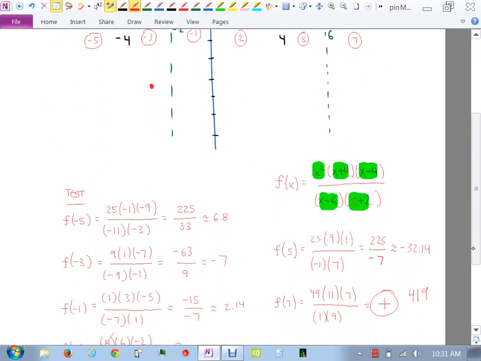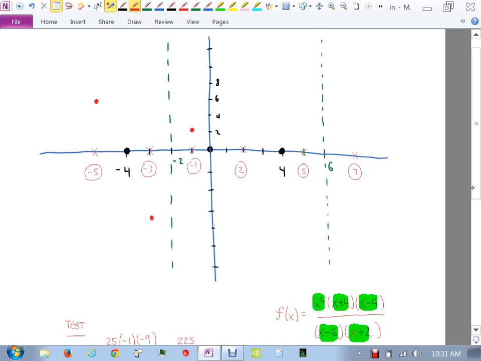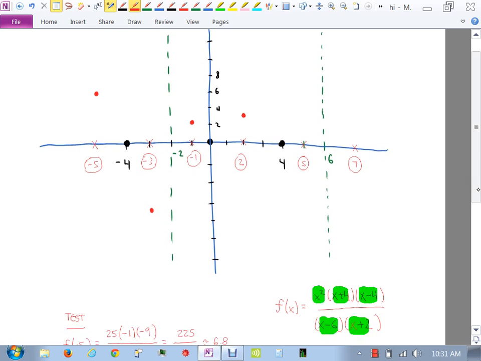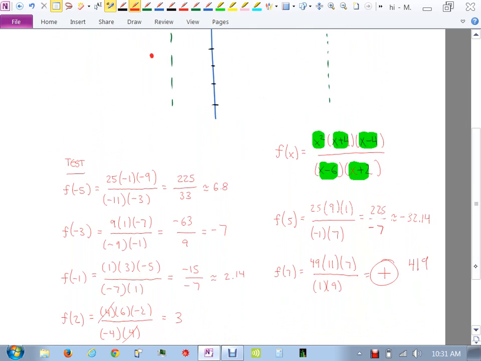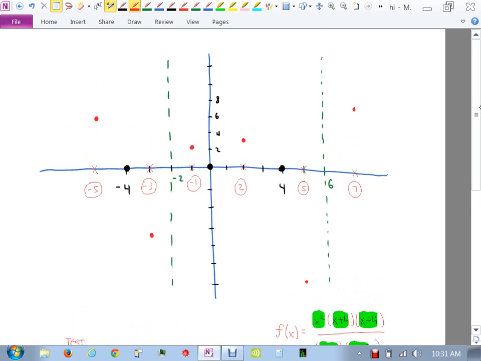F of -1 is 2.14, somewhere around here. F of 2 is 3. F of 5 was -32. Whoa, way out there, right? I'm just going to put a dot at the lowest part of my graph over there. At 5, I'm way down there. And at 7, I was off the charts, wasn't I? Okay, so I'm going to just put it way up here. Now, I kind of messed up because I've got red dots and black dots, but all the dots are part of my graph, right?